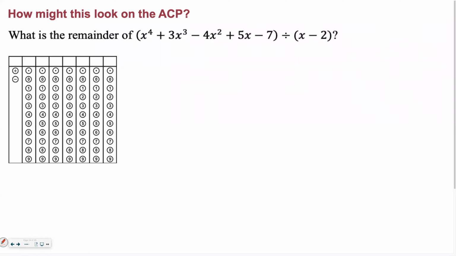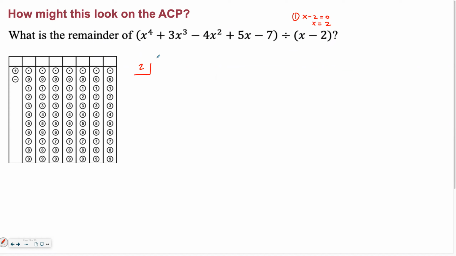All right, let's finish this lesson up with some ACP preparation. So how might this look on the ACP? Well, what if it asks for the remainder given this polynomial function divided by this polynomial function? Well, I could use synthetic because I can solve for x. So I would look at this and do my 4 steps. I would first say, okay, if x minus 2, if I can solve that, I could just say x minus 2 equals 0, which would mean that x would equal 2. And I would use that as what I divide by.